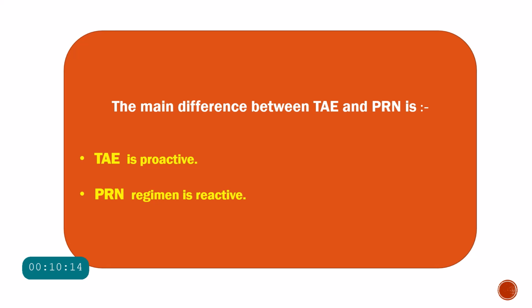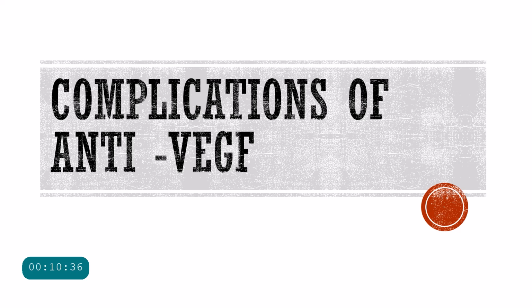So the main difference between treat and extend and PRN is that treat and extend is actually a proactive measure in which you inject the patient on every visit. However, the follow-up is being extended. In PRN, it is a reactive regimen. That means you are going to inject the patient only when you feel that there is a need to inject him.